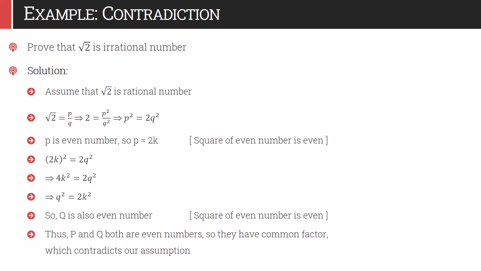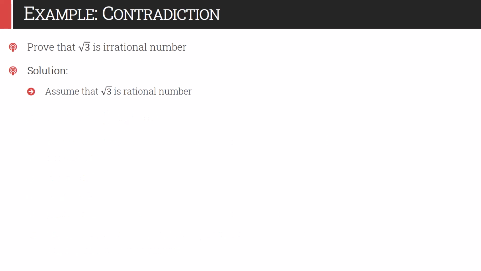Okay, 2 will be one of the factors of p and q, and that will lead to the contradiction that our assumption is wrong, and hence it is proved that root 2 is an irrational number. Consider another example that proves that root 3 is an irrational number.